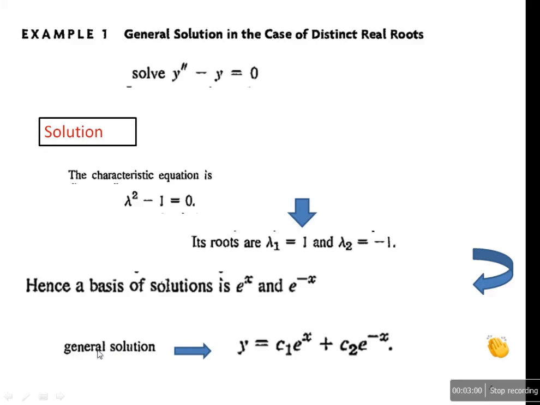Why do we say general solution? Because we have no values for c1 and c2.